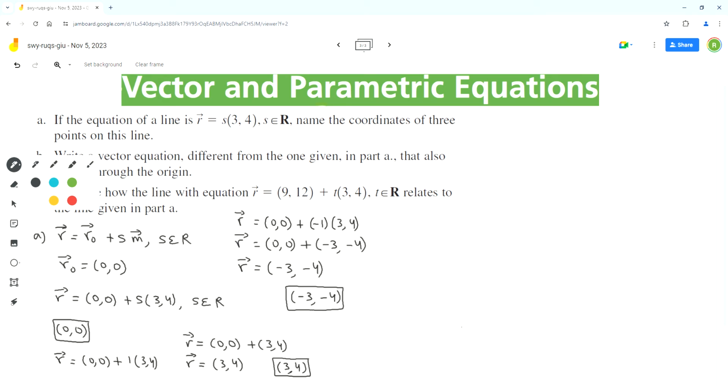Now we can analyze part B. Write a vector equation different from the one given in part A that also passes through the origin. So we can write a vector equation that's different from the given equation by changing the direction vector of the line. The direction vector of the given line is 3, 4.